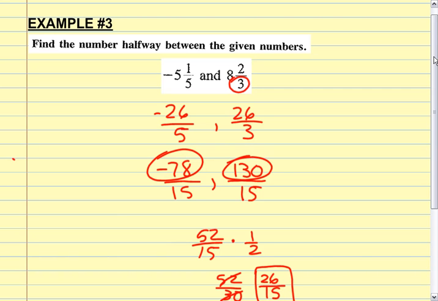Okay? All right. Add them, divide by 2. Done. Let's look at the next one.